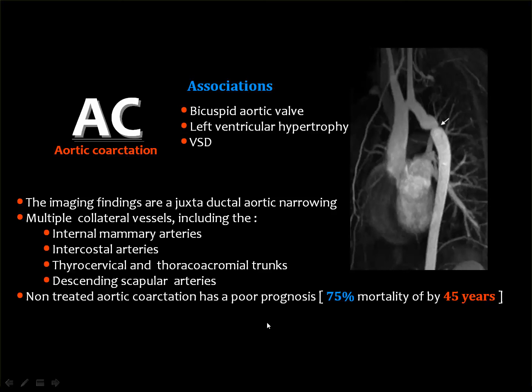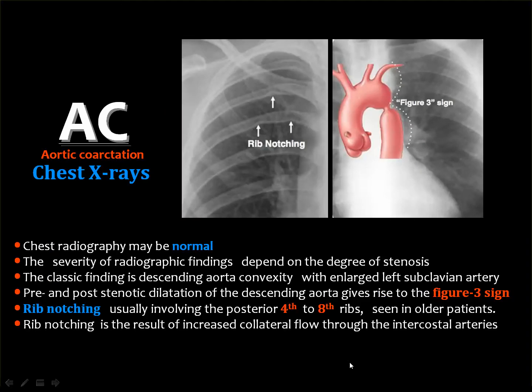Then you should look also for associations with the coarctation, like bicuspid aortic valve, left ventricular hypertrophy, and the presence of VSD. If the aortic coarctation is not treated, then it carries a risk of 75% mortality by the age of 45 years. And if you look to the chest X-ray, it may appear normal, and if the stenosis is severe, then you got some of the manifestations.